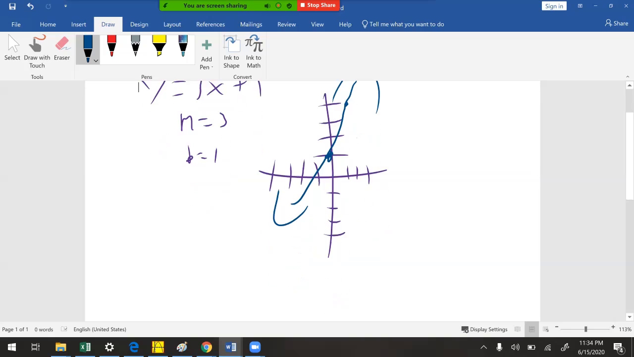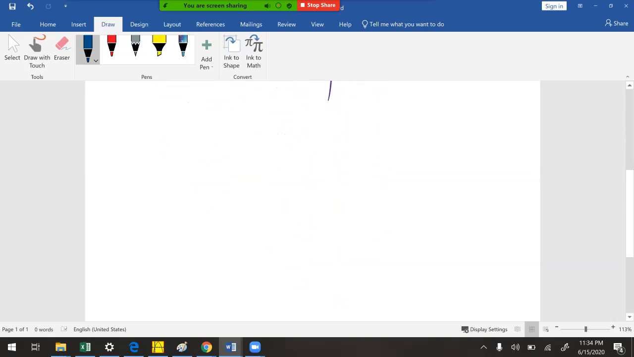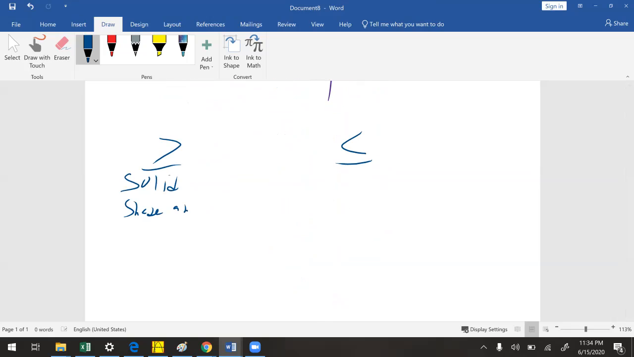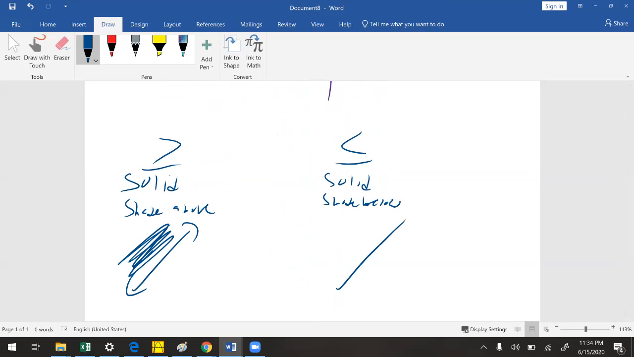Now what we're going to be talking about here is graphing inequalities. And this is important, okay? If you see greater than with a line underneath it, it's going to be a solid line, and it's going to be shade above. So the line's going to look like this, and I'm going to shade above it. Whereas this one here, since it's less than with a line underneath, it's still going to be solid, but this is going to be shade below. So I graph this and then shade below it.